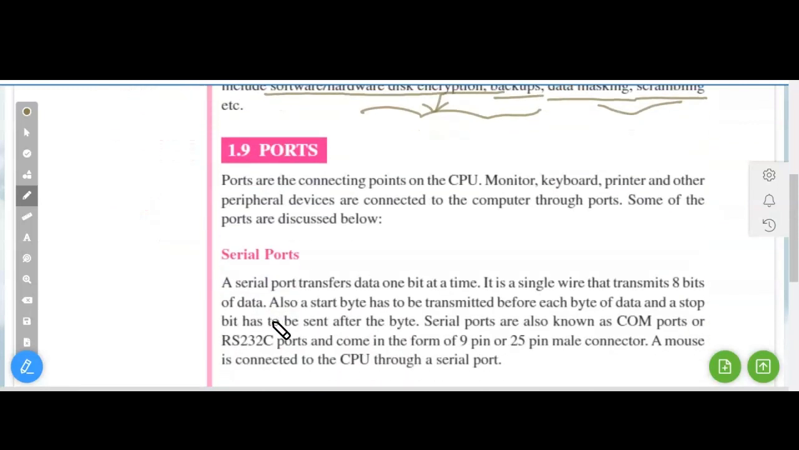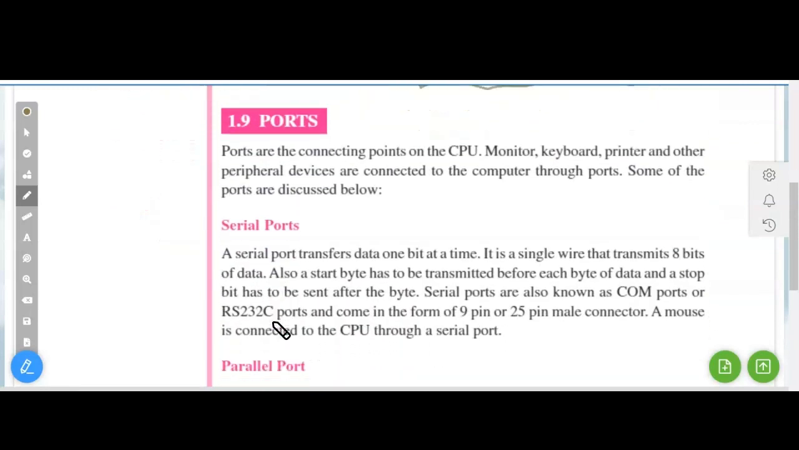The last topic is ports. This is the last topic. So what are these ports? Ports are the connecting points on the CPU. That means you'll be connecting your other devices, monitor, keyboard, to the computer using these ports. So these are the connection points.